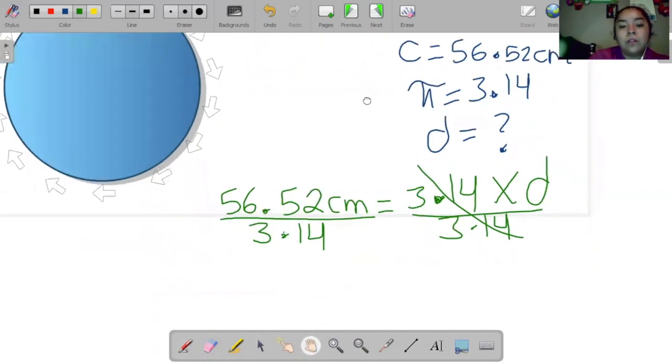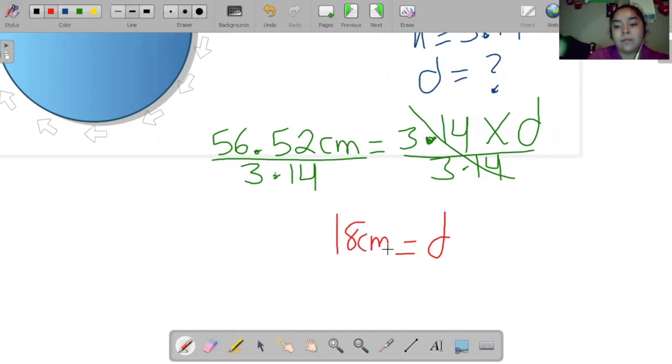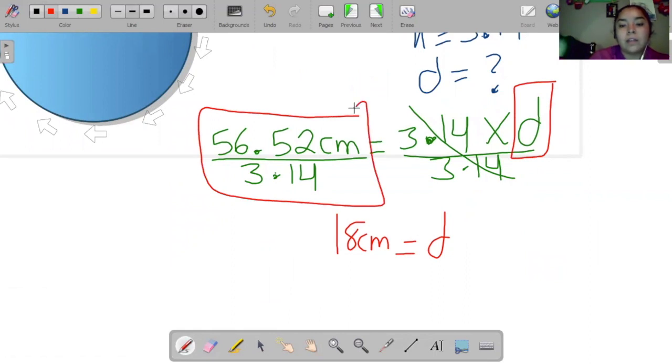So now we do 56.52 divided by 3.14. Our final answer is D is equal to 18 centimeters. On this side, we only have our D by itself, and if we do the division, we get 18 centimeters. So we know the diameter is 18 centimeters.